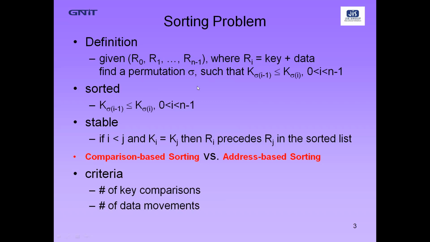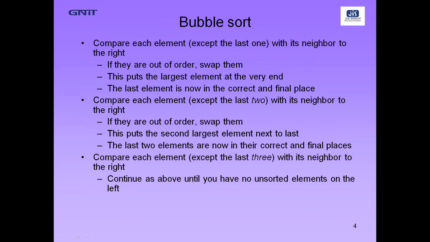Sorting techniques are basically divided into two parts: comparison-based sorting and address-based sorting. In comparison-based sorting there are several techniques. The first one is bubble sort, which I am going to discuss in today's class. The others are insertion sort, selection sort, merge sort, quick sort, heap sort, and shell sort. Under address-based sorting, there are two types: proxmap sort and radix sort. Now I am going to discuss today's topic, bubble sort.